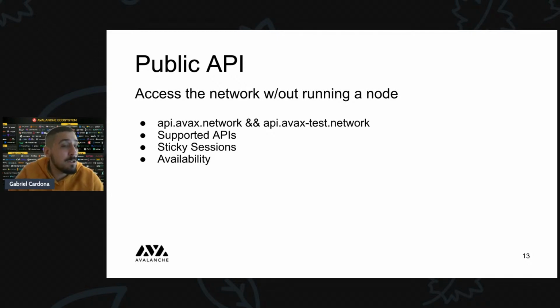We have sticky sessions. Requests to the public API server are distributed by a load balancer to an individual node. As a result, consecutive requests may go to different nodes, and this can cause issues for some use cases. For example, one node may think a given transaction is accepted, while for another node, the transaction is still processing. To work around this, you can use sticky sessions in AvalancheJS, which allows consecutive API calls to be routed to the same node.